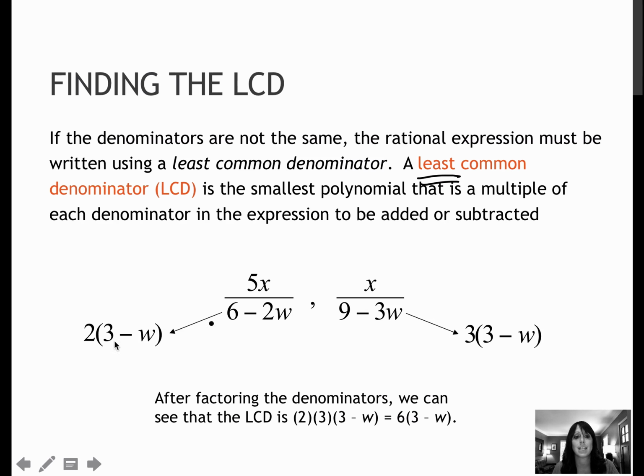So I would break this into 2 times (3 minus w) and this into 3 times (3 minus w), because that shows me that I already have a 3 minus w in common. What I don't have in common is the 2 and the 3. So we can see that the least common denominator would have to include both the 2 and the 3 and a 3 minus w. So include all of that. So 2 and 3 minus w multiplies into 6 times (3 minus w). I would not distribute that back out, so we're going to keep everything factored.